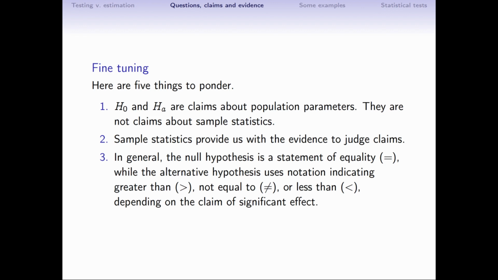Point number 2, sample statistics provide us with the evidence to judge claims. So if we take points 1 and 2 together, both parameters and sample statistics have a role in testing, but they are very different roles. Point number 3, in general, the null hypothesis is a statement of equality, while the alternative hypothesis uses notation indicating greater than, not equal to, or less than, depending on the claim of significant effect.